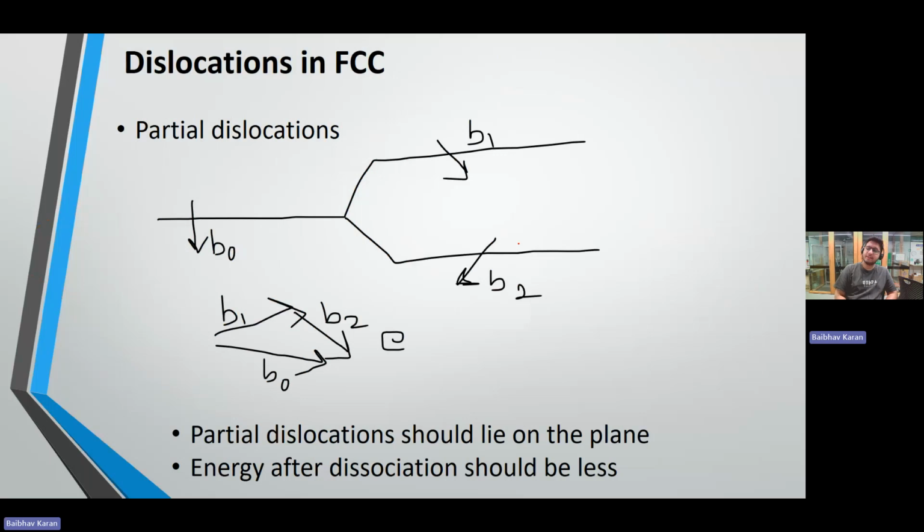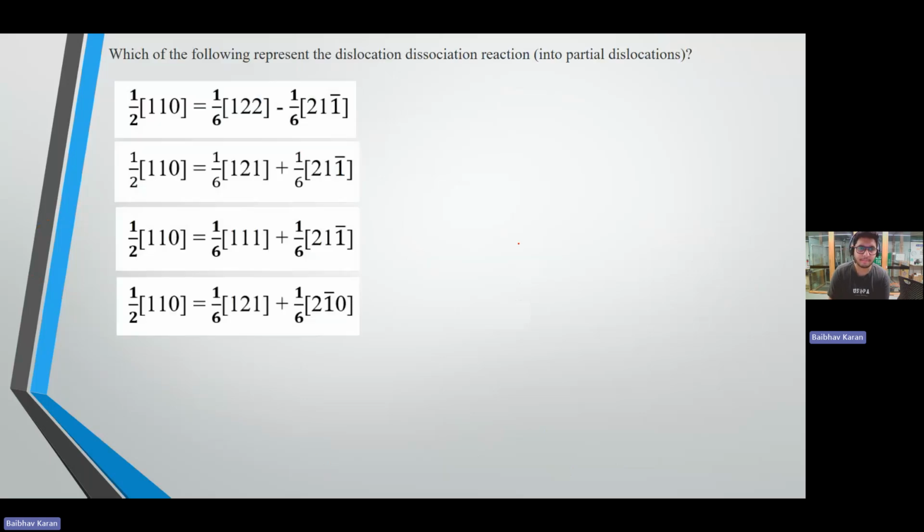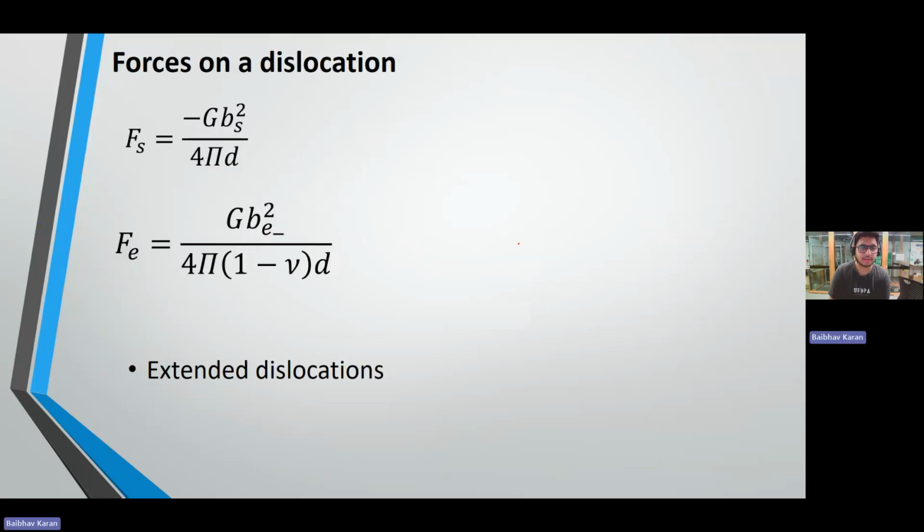Then we studied in detail dislocations in FCC, partial dislocations, how the partial dislocations take place. The partial dislocation should lie on the plane, and the energy after the dissociation should be less. Then only the partial dislocations can take place. And the sum of the Burgers vectors of the partial dislocations should equal the original parent Burgers vector. Then we solved questions regarding this.